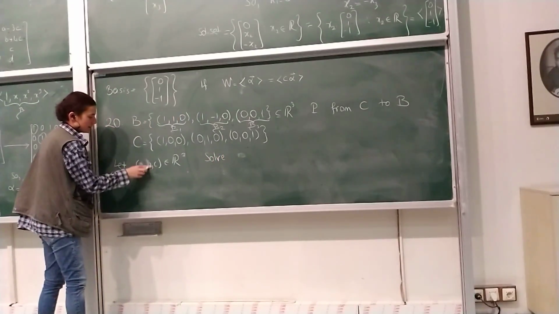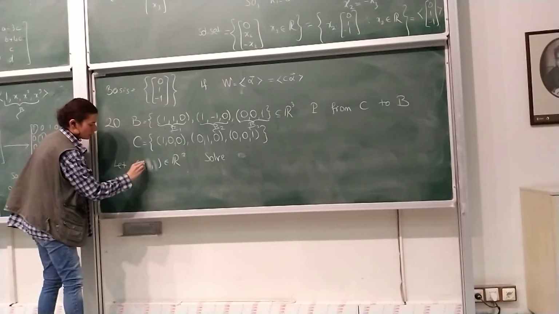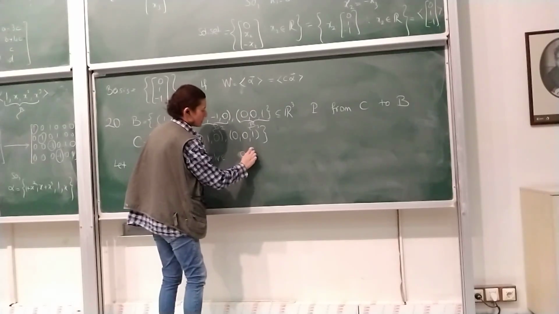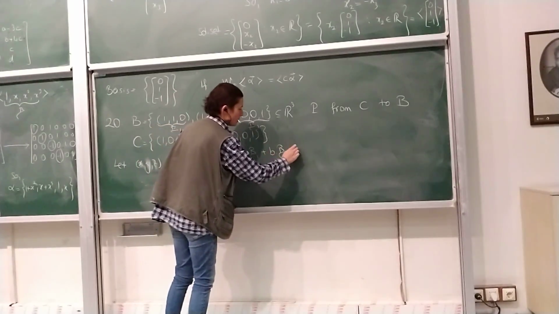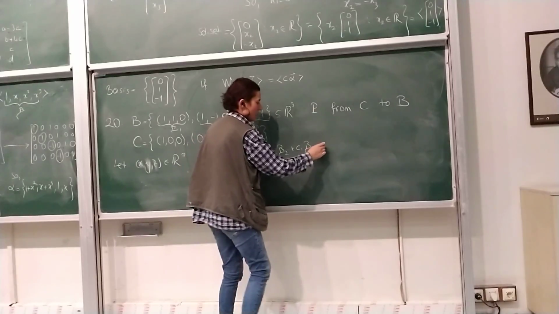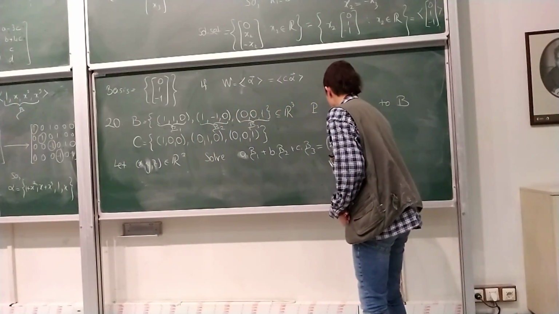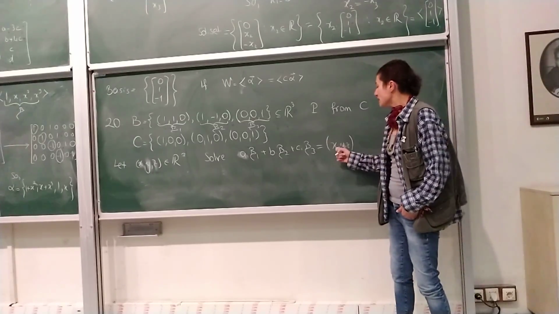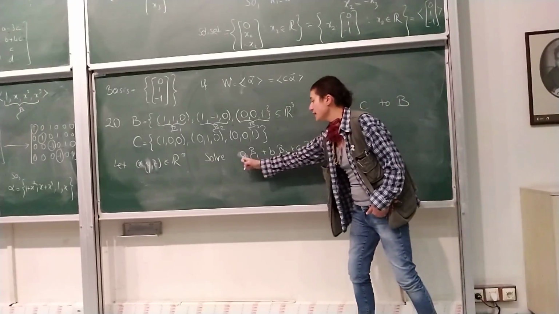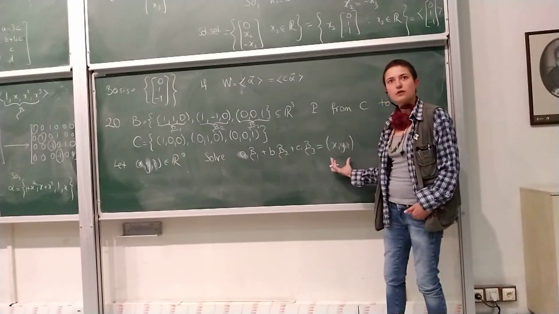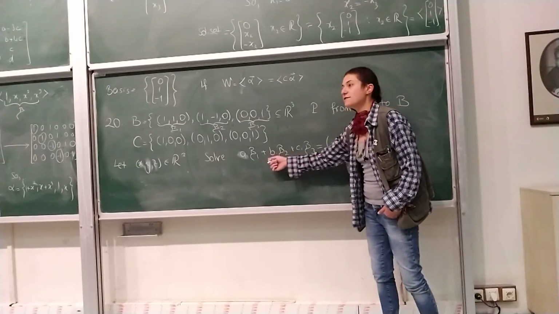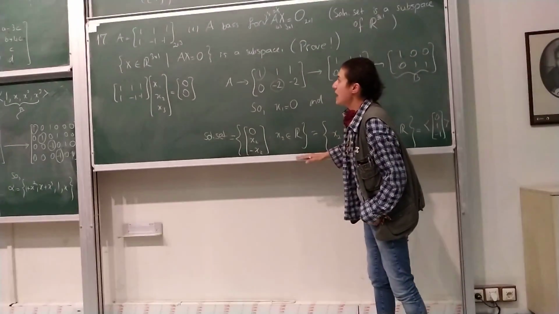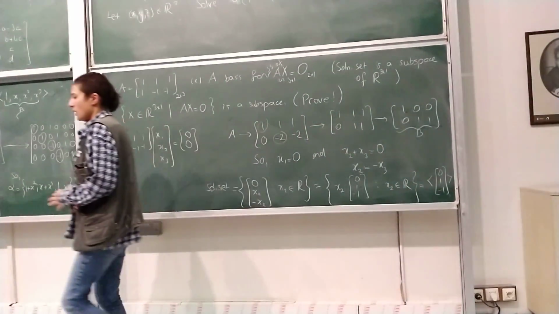Or take any X, Y, Z from R cubed and solve A times beta 1 plus B times beta 2 plus C times beta 3 equals X, Y, Z. If I solve this system, if I say that given any X, Y, Z, I can find A, B, C according to X, Y, Z, of course. If I can find those, if they exist, it means these guys span it. And it will also tell me what the coordinates are.